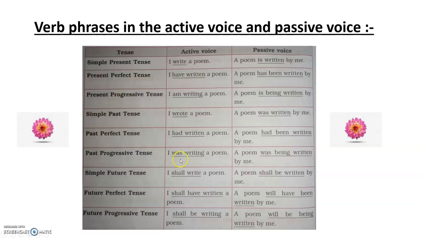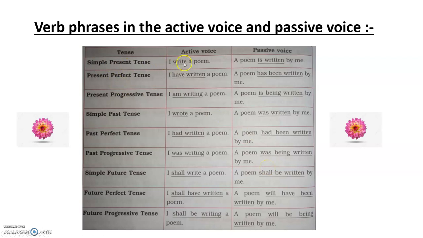Now this is a very important table. I would advise you to write it down in your notebook or, if you have time, get it done on a small paper or a chart and put it on a wall so that you keep reading it. Because verb phrases in the active voice and passive voice are very important. Now let's look at the different tenses, the active voice, and then changing it into passive.